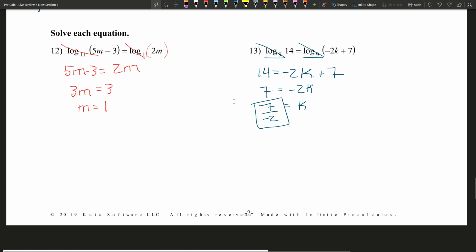So before I scroll down, because it's a little ways down, are there questions about 12 and 13? That is the one-to-one property. So if you could do those first 4, it should be fairly easy to do these 2.